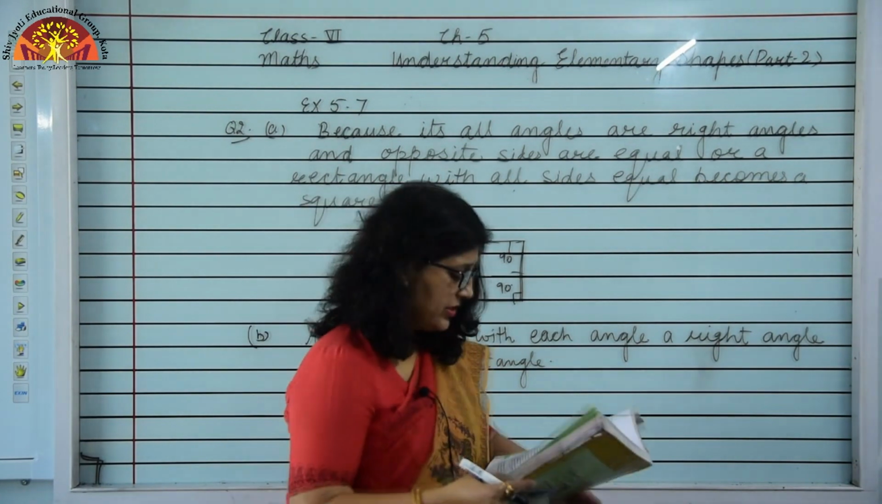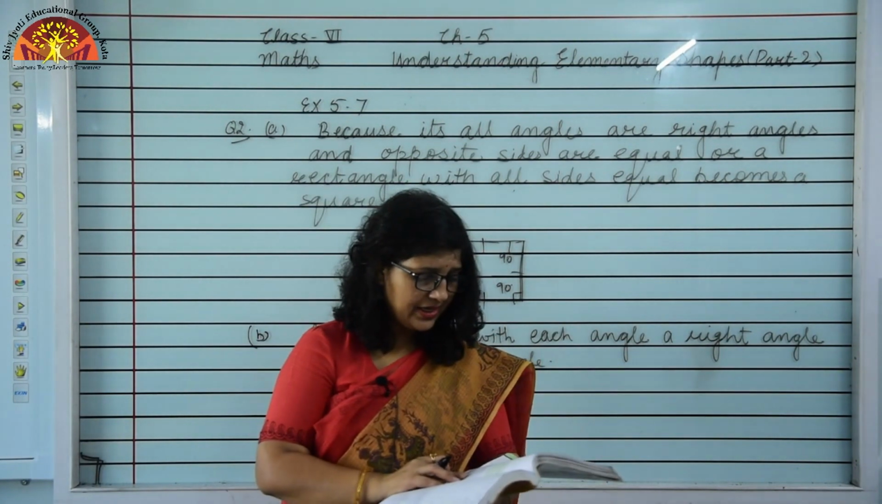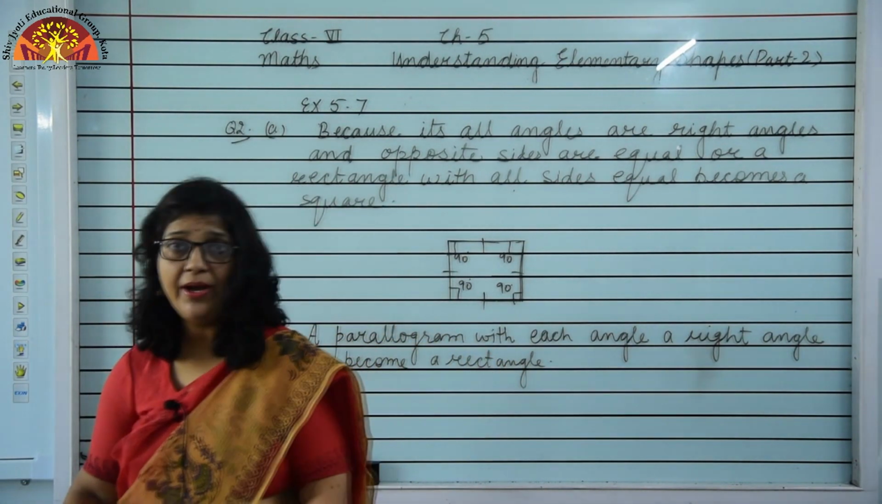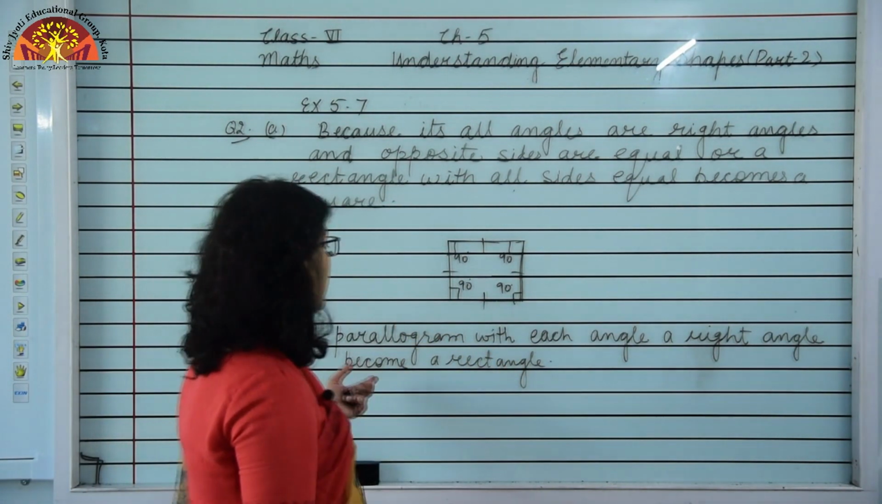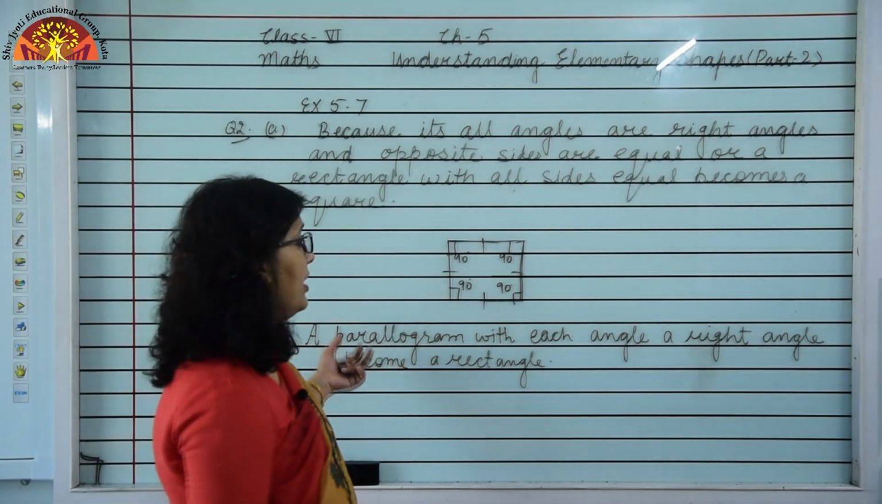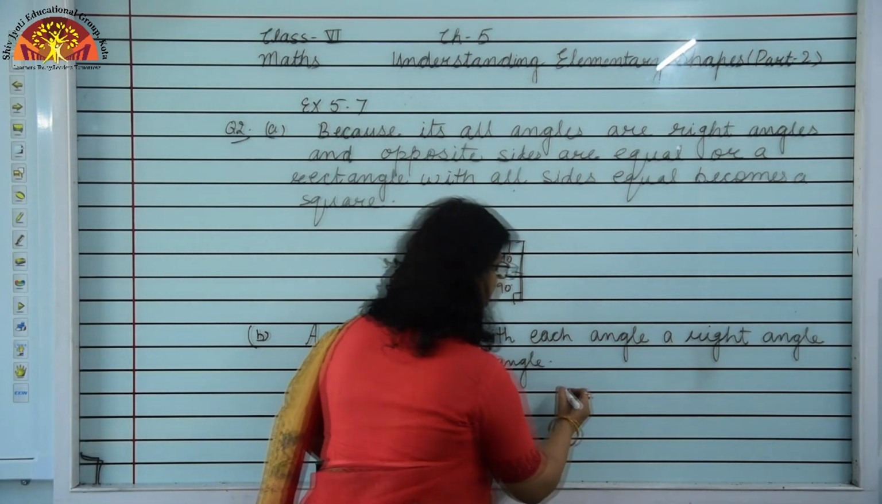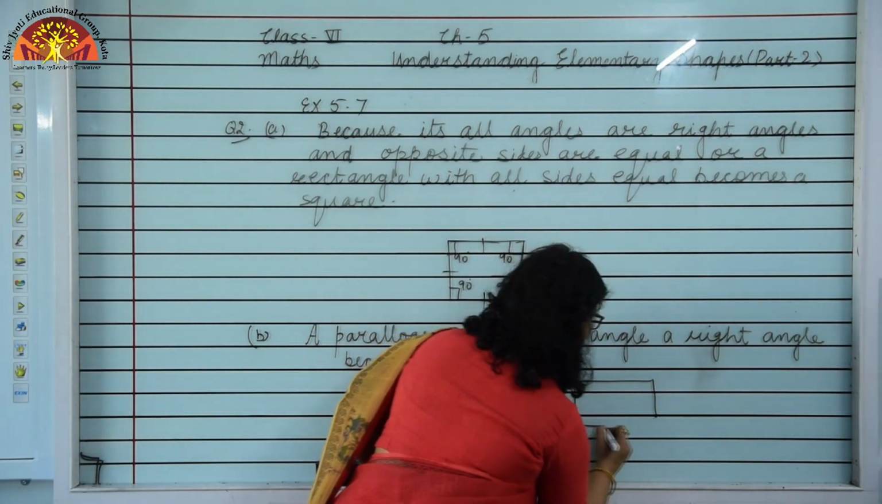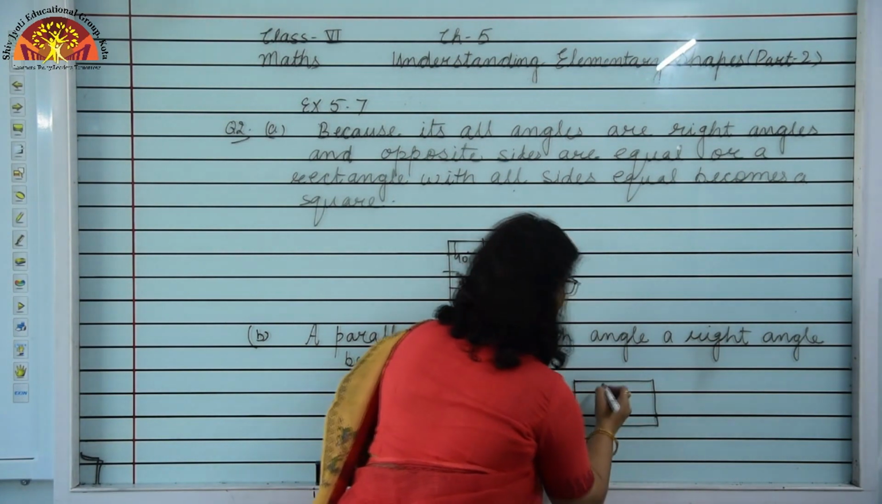Understood? आपको question समझ में आया कि रेक्टेंगल can be thought of a special parallelogram? क्या एक रेक्टेंगल एक स्पेशल पैरेललोग्राम हो सकता है? Yes, because in a parallelogram opposite sides are equal and parallel, and in a rectangle we also have opposite sides are equal and parallel. So a rectangle is also a parallelogram.